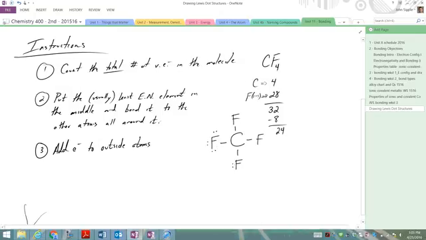Okay, and I'm going to make sure that all of the atoms around the outside are happy. Well, how many electrons did we use up there? 24, right? 6 times 4 is 24. Okay, so minus 24. 0. Ooh, we're out of electrons. Once you run out of electrons, you want to make sure everybody's happy.